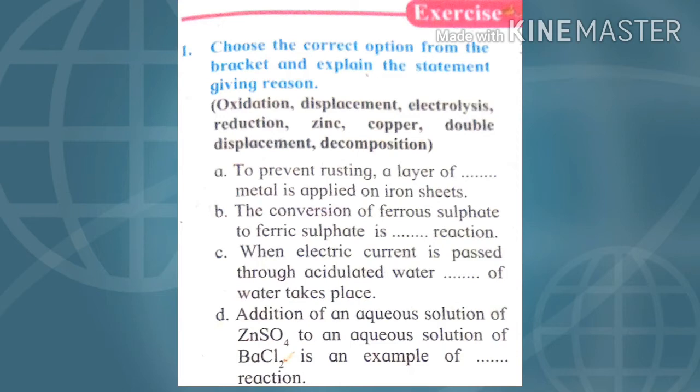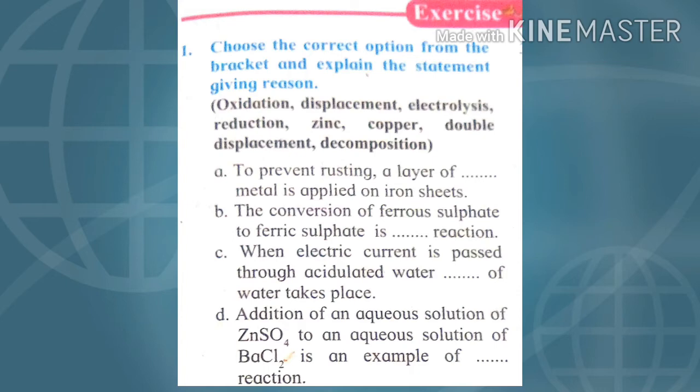Number 2: the conversion of ferrous sulfate to ferric sulfate is dash dash reaction. It is oxidation reaction. This is because positive charge is increased by 1 unit. Number 3: when electric current is passed through acidulated water, dash dash of water takes place, that is decomposition. This is because here hydrogen and oxygen gas are formed.